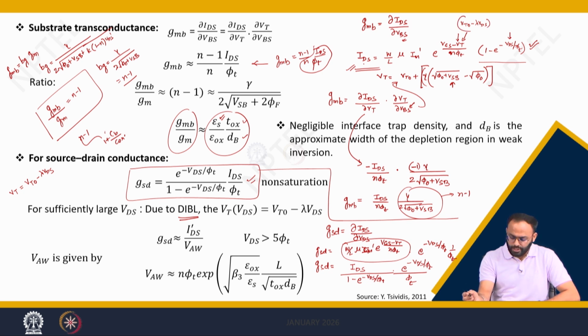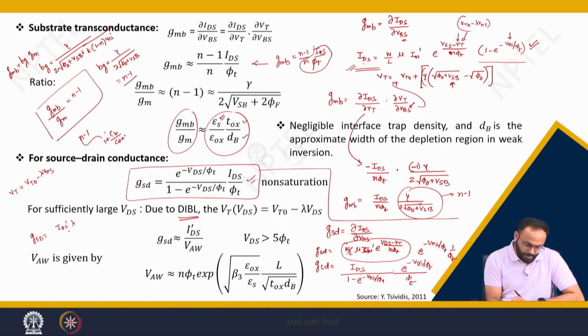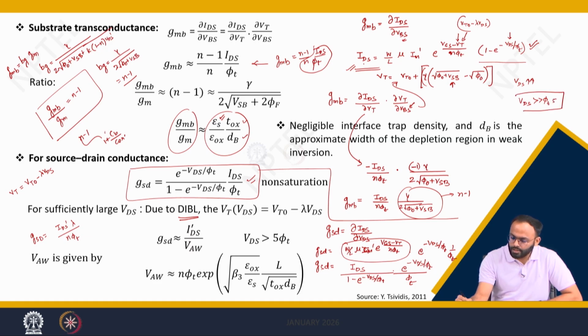When you again differentiate it, you will get the same expression, GSD is equal to IDS dash. Now there will be a term lambda divided by n phi t that comes into the picture. So you will get lambda divided by n into phi t when you differentiate it, considering VDS is very large, or VDS is larger than 5 times phi t, right? If VDS is large, then this term will go away, and hence you will be left with n times phi t divided by this.